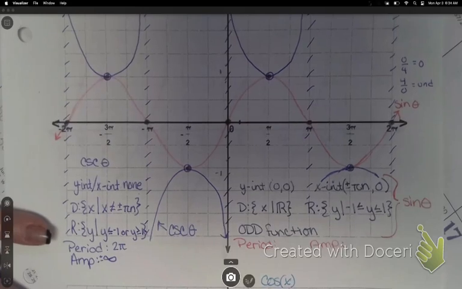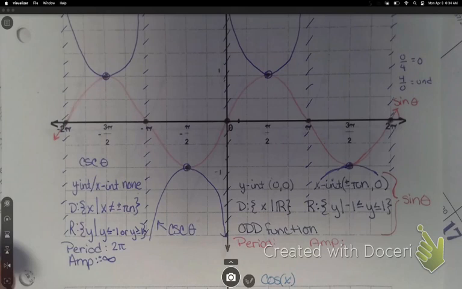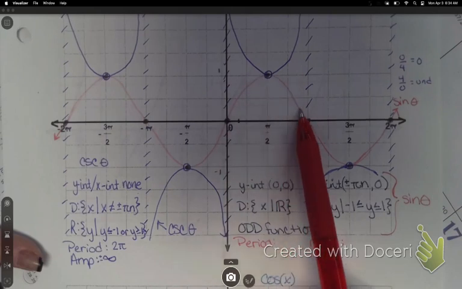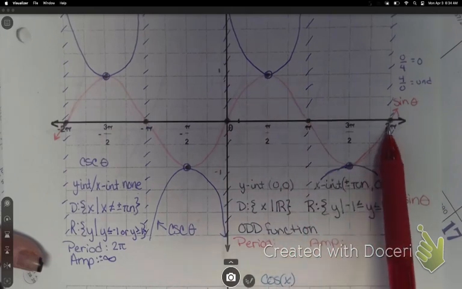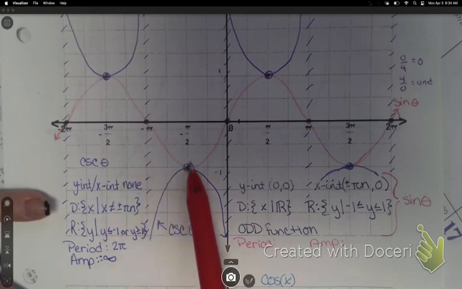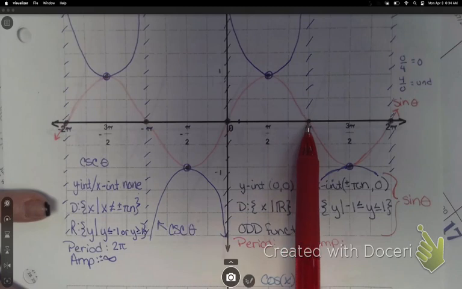Okay, so the period is the distance on the graph it takes to start repeating itself. So I'm going to start at 0. You tell me when to stop. Stop. How far was that on the graph? 2 pi. I'm going to start at negative pi, and you're going to tell me when to stop. How far is that from negative pi to pi?